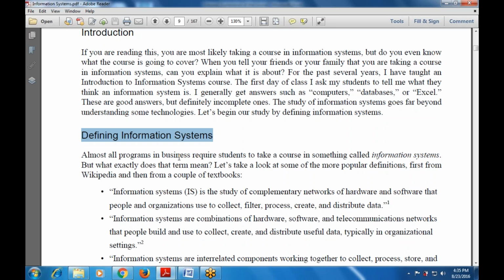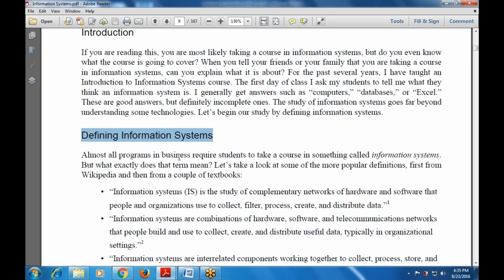Complementary network means a combined network of the hardware and the software that people in an organization use to collect, filter, process, create and distribute data. That is known as the IS. So this is the study of the complementary network of hardware and software. Complementary means an interconnected network of hardware and software that people and organizations use to collect, filter, process, create and distribute data.